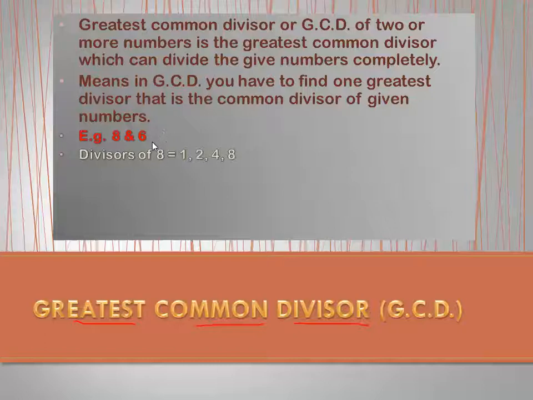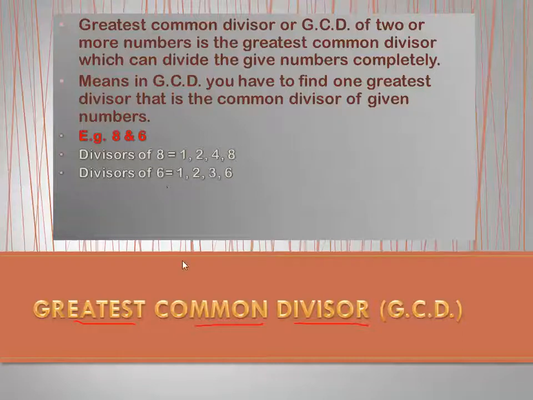Similarly, you have to find the divisors of 6 as well. So what are the divisors of 6? They are 1, 2, 3, and 6. Means 6 can be divided by 1, 1 into 6. 6 can be divided by 2, 2 into 3 is 6. 6 can be divided by 3, 3 into 2 is 6. And it can be divided by the number itself, that is 6. So here are the divisors of the given numbers 8 and 6.